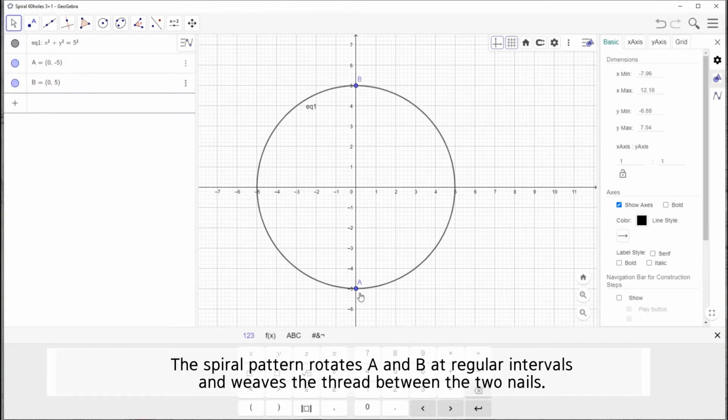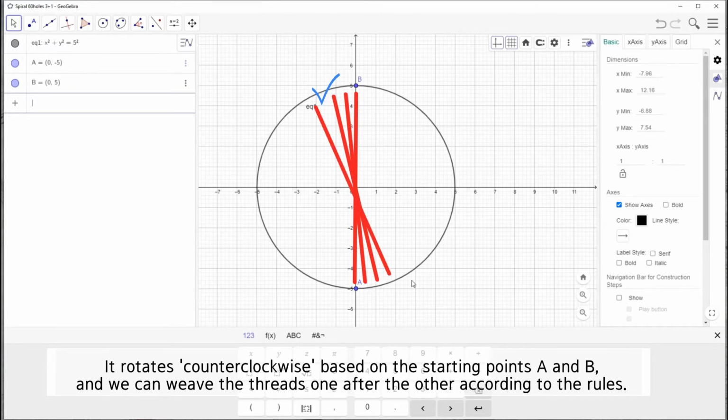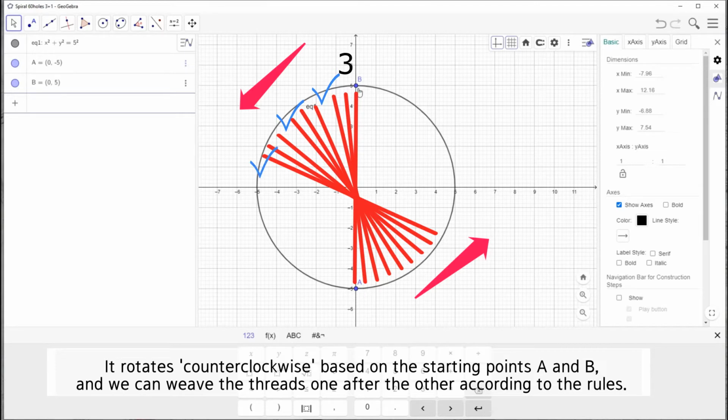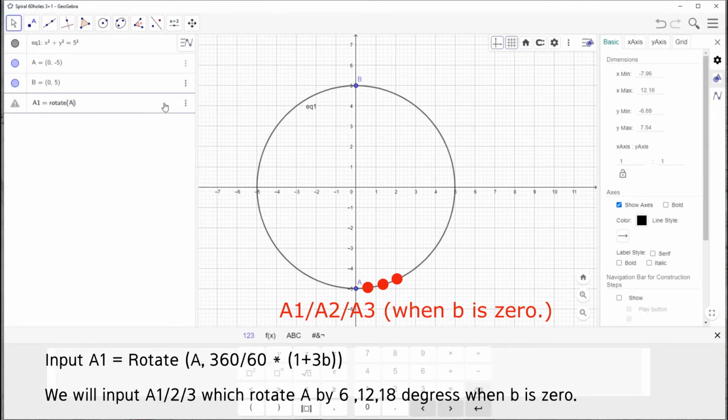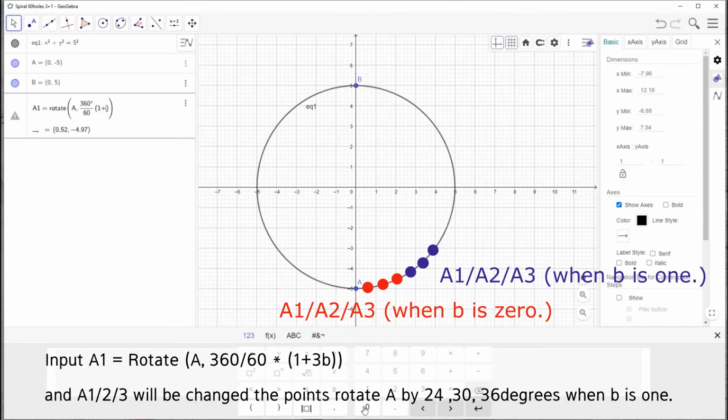The spiral pattern rotates A and B at regular intervals, with the thread between the two nails. It rotates counterclockwise based on the starting points A and B, and we can weave the thread one after the other according to these rules. Input A1: rotate A by 360 degrees divided by 60 intervals, multiplied by 1 plus 3B. We will input A1 to 3, which rotate A by 6, 12, 18 degrees when B is 0. And A1 to 3 will be changed to the points rotated from A by 24, 30, 36 degrees when B is 1.